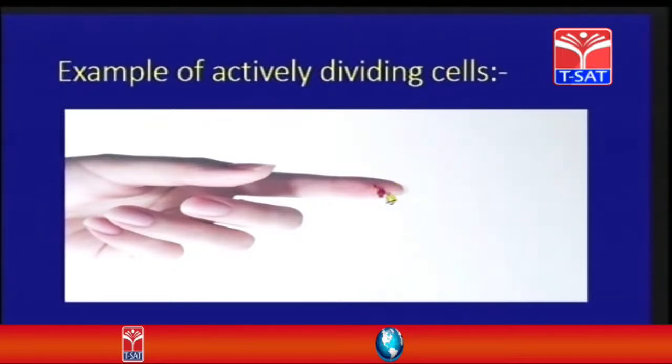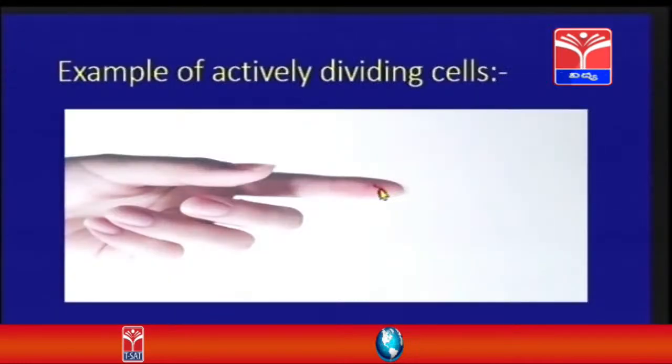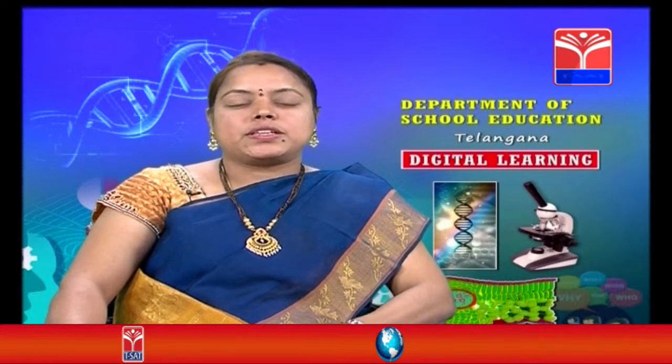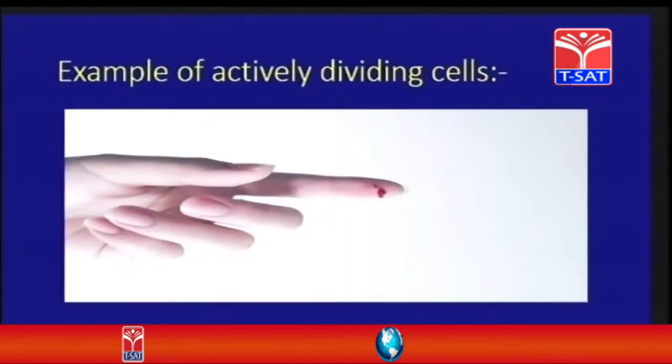So what does this mean? The process of cell division has occurred, created a clot, and the continuation of the cell division will take place until the wound is healed completely. When the skin is formed completely, the process of cell division will stop there. So the cell division process helps in the repair of the wound. Cell division helps in the growth and development of the organism.